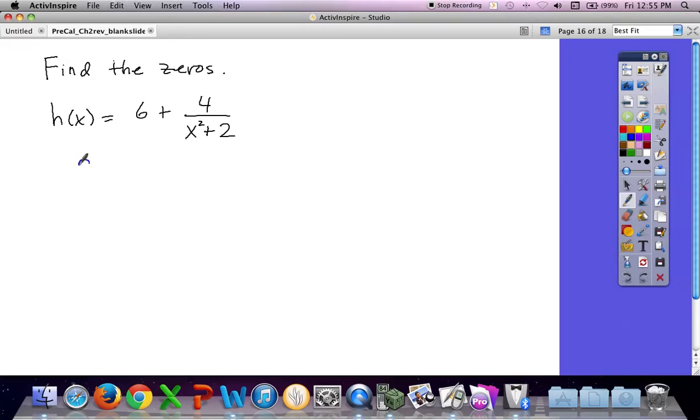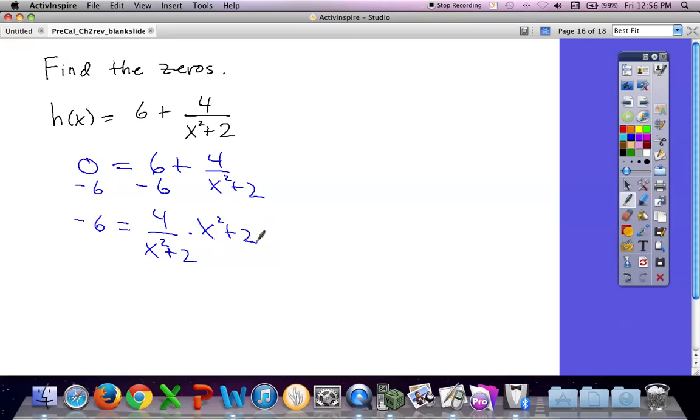Let's substitute 0 for h of x and solve for x. Right? So subtract 6 from both sides. So negative 6 equals 4 over x squared plus 2. Okay, we need to multiply both sides by x squared plus 2, so that these cancel.